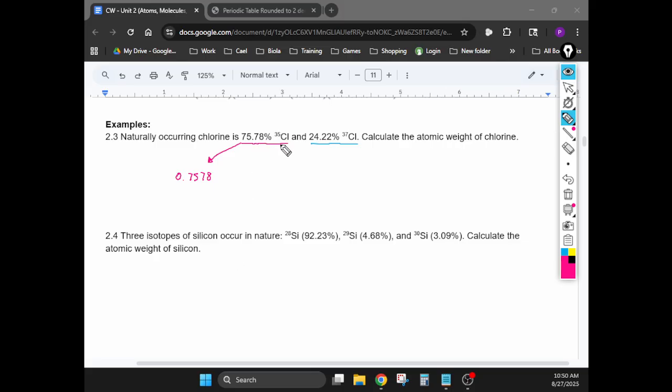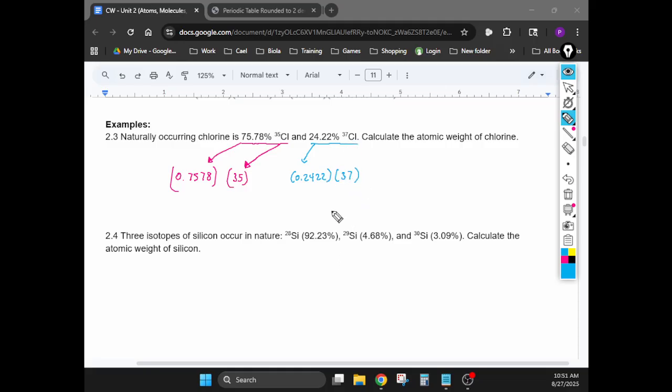And then what you're going to do is you're going to take the mass number of chlorine 35, which is 35, and you're just going to multiply these two values together. So we're just going to multiply them. So let's just put them in brackets like that. Okay, and then you're going to do the same thing with chlorine 37. So let me give you like 30 seconds to do that. Just convert this into this format right here, just to see if you understand how to convert that. Okay, so 24.22 becomes 0.2422, and then your 37 is obviously 37.